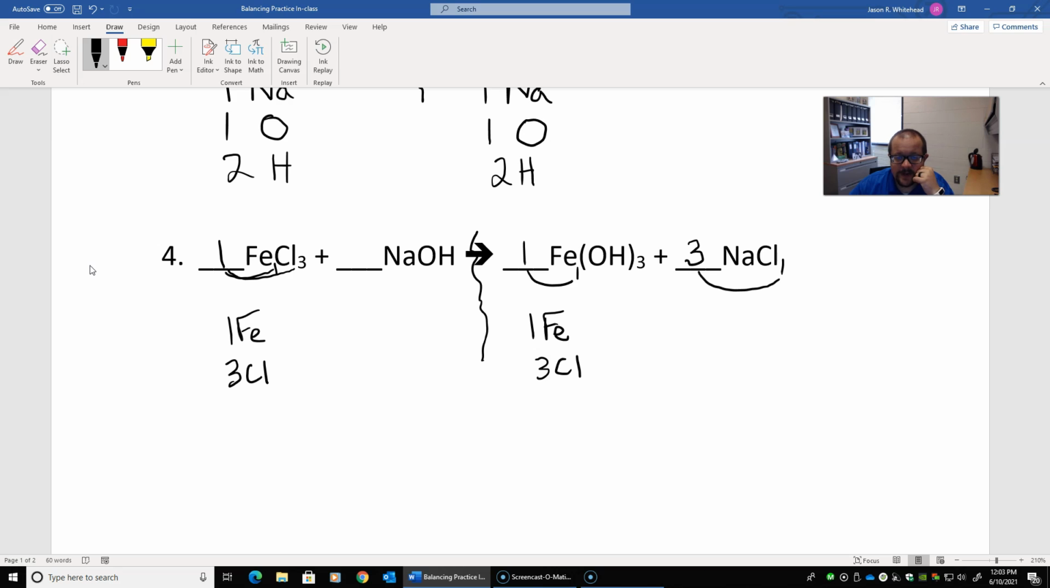So far iron's balanced, chloride is balanced. So let's balance the sodiums now. Since we put a 3 here to balance the chlorides, we also have 3 times 1, or 3 sodiums.